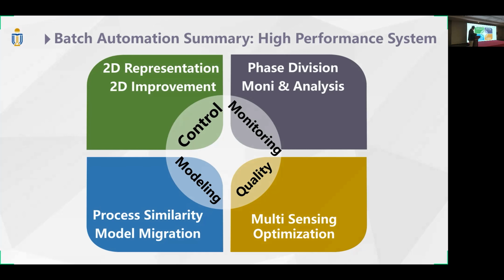And in the modeling, based on process similarity, we developed so-called model migration strategy or philosophy or paradigm. For control, we define batch process as a two-time dimensional dynamic process. We develop 2D control so that control performance can enhance along both time direction and batch direction. For monitoring, we recognize multi-phase nature. We develop process based on different phases to analyze, to monitor. And for quality, because of time, I will not go into details.